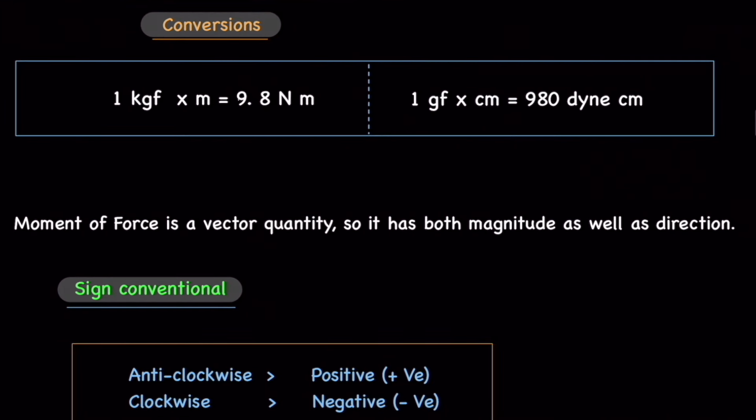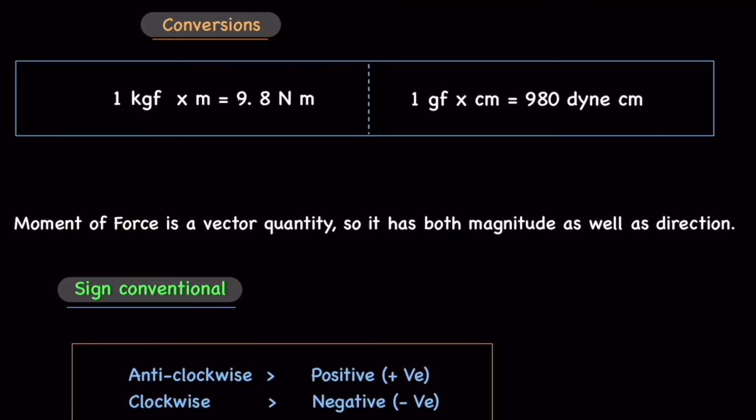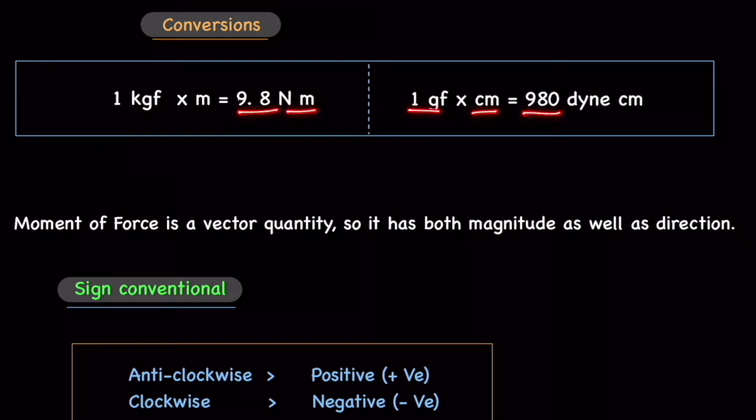These are the conversions that we can remember. 1 kgf meter is equal to 9.8 Newton meter and 1 gf centimeter is 980 dyne centimeter. This we are using to solve the problem.